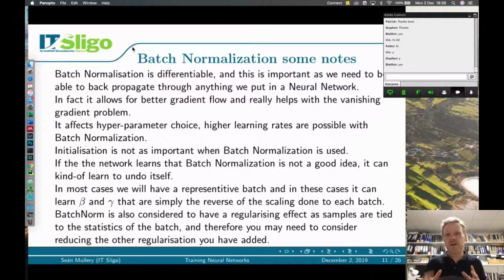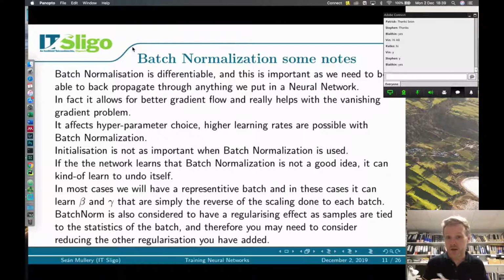It also affects your hyperparameter choice. There are lots of hyperparameters, and where to include batch normalization, for example, is even a hyperparameter. But for things like your learning rate, higher learning rates are possible with batch normalization because it makes things easier on you. Initialization is not as important when batch normalization is used.